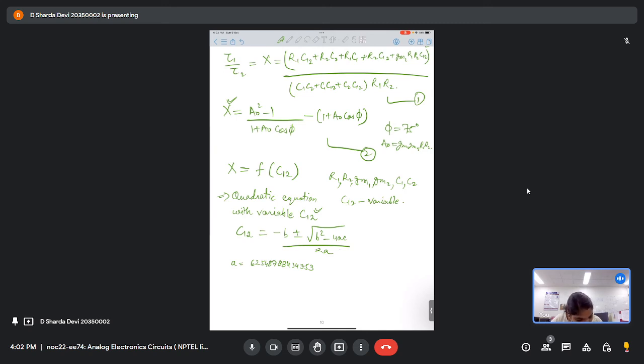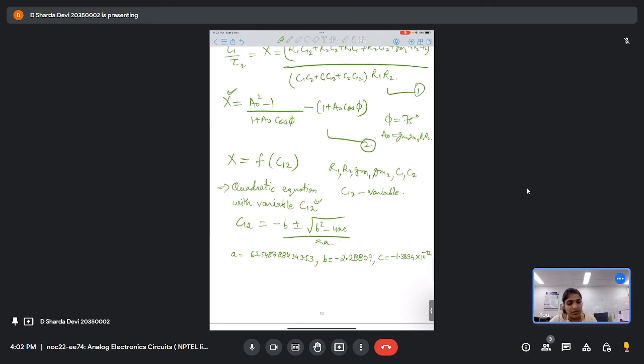Yes. So this is the small a that we will get. Small b will get to be minus 2.28809, and c we will get to be minus 1.3834 into 10 to the power minus 12. With these three values, we'll get the values for C12, and definitely there will be two values because of this plus and minus. Now we need to see what is the closest and most possible value that we have.